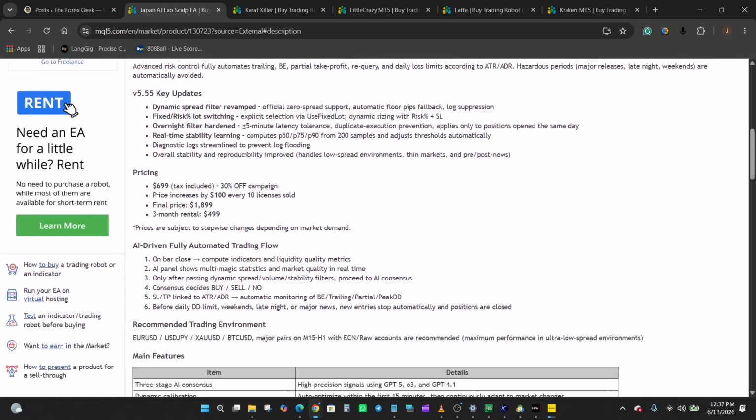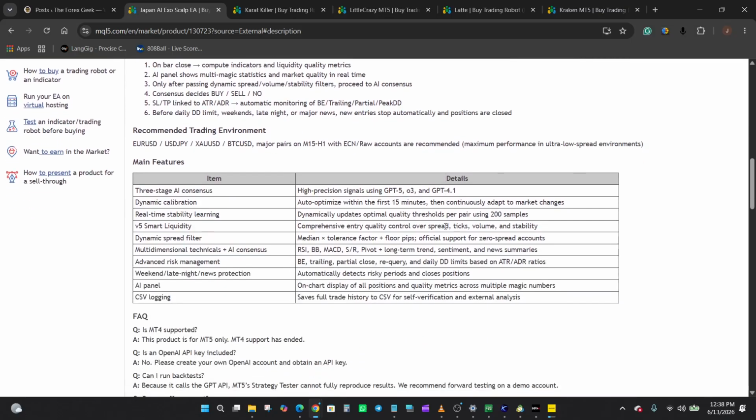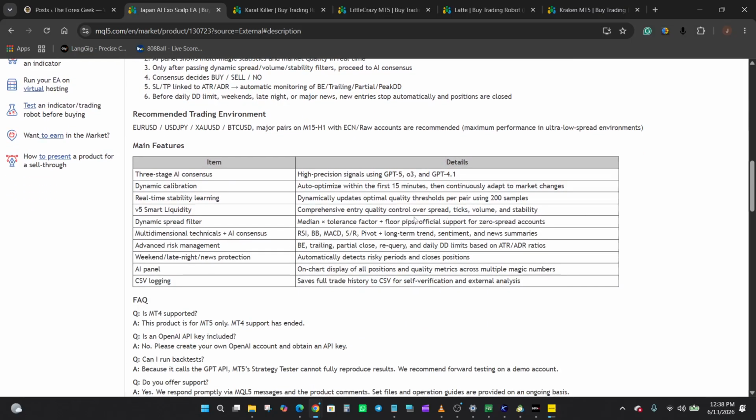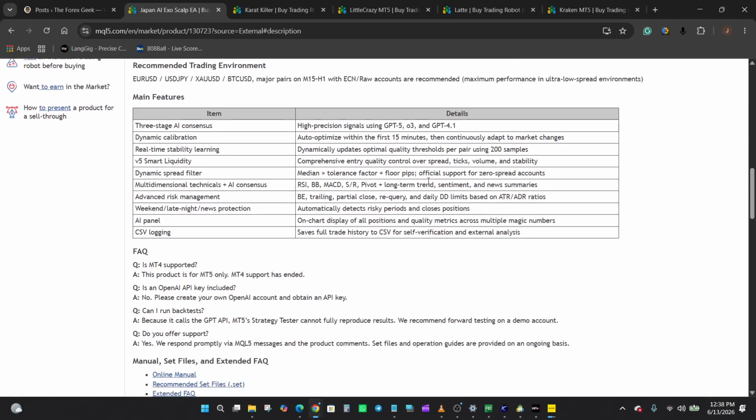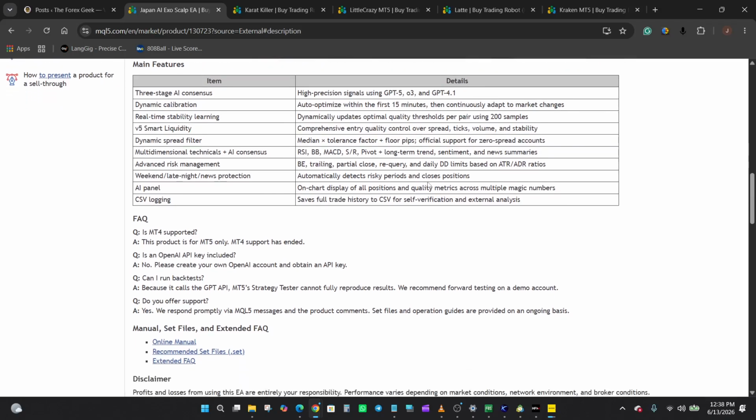Now, moving into the recommended setup section, the EA is designed for major pairs and assets like EURUSD, USDJPY, XAUUSD, and BTCUSD, typically on M15 to H1 timeframes, and it is recommended to use ECN or raw spread accounts for best performance conditions. Transitioning into the backtesting section, the developer mentions that because the EA relies on external AI API calls, full reproducibility inside MT5 strategy tester is limited. That means forward testing is generally recommended for more realistic evaluation.